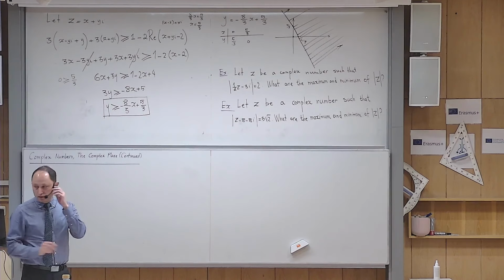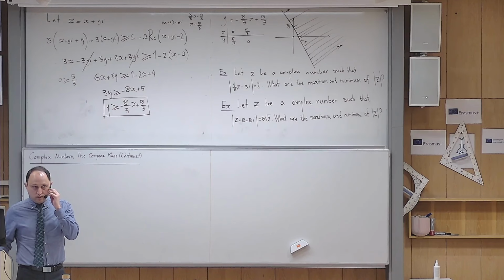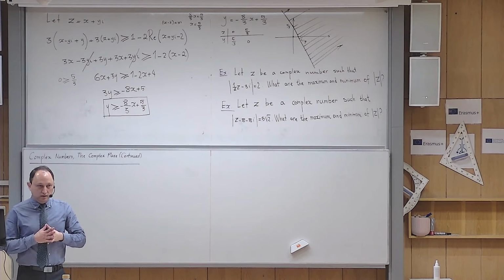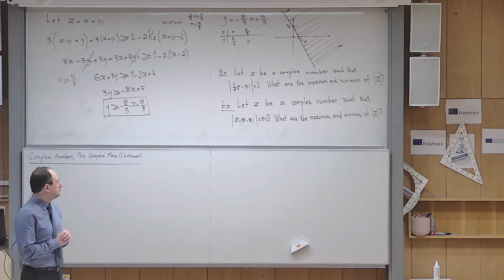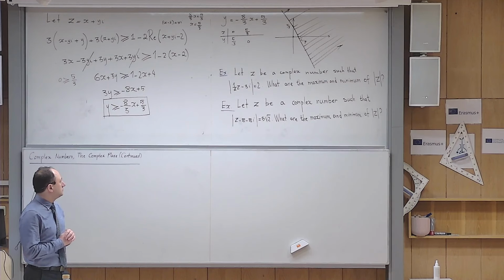Yes? The first one I got, the minimum is 2 and the maximum is 10. Okay, so what is your interpretation? I pulled 1/2 out of the absolute value, and then I got |z - 6i| = 4. So then I got a solid circle, centered on 0.